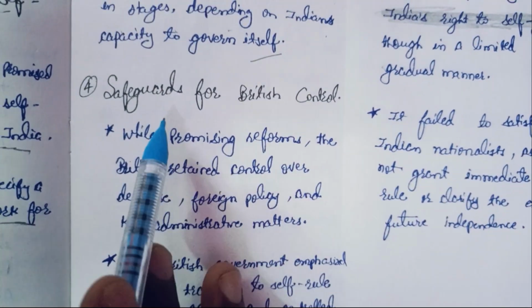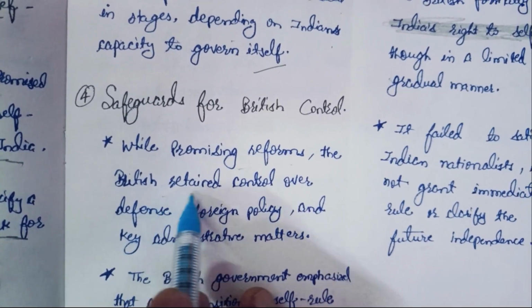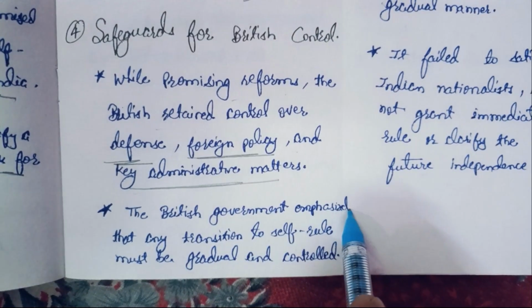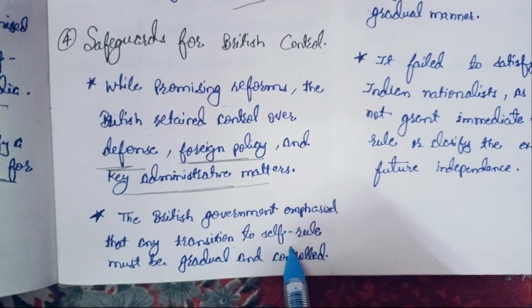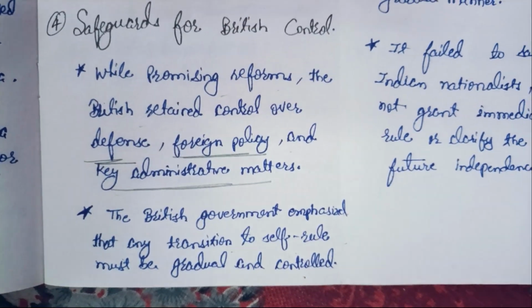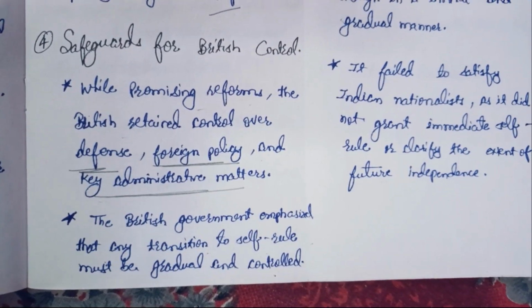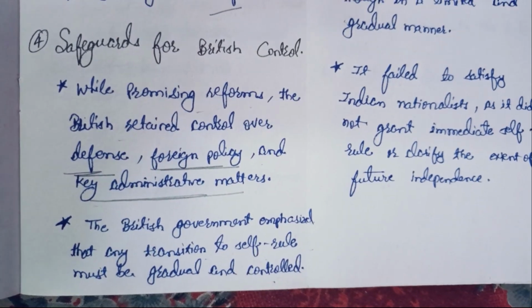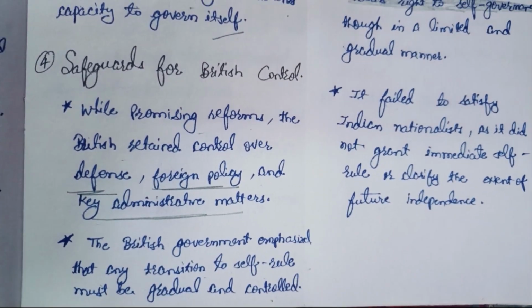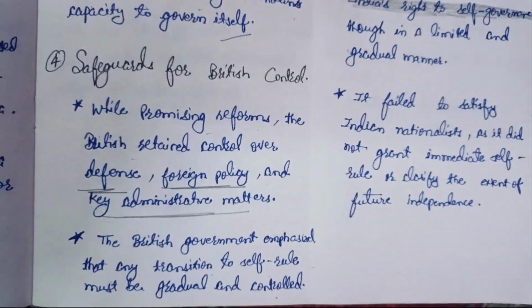Number fourth provision was safeguards for British control. While promising reforms, the British retained control over defense, foreign policy, and key administrative matters. The British government emphasized that any transition to self-rule must be gradual and controlled. We have also seen this statement with the Queen's Proclamation of 1858, which spoke of gradually bringing changes in the Indian administration. But at that time, it was not directly said that self-governing changes would be made.